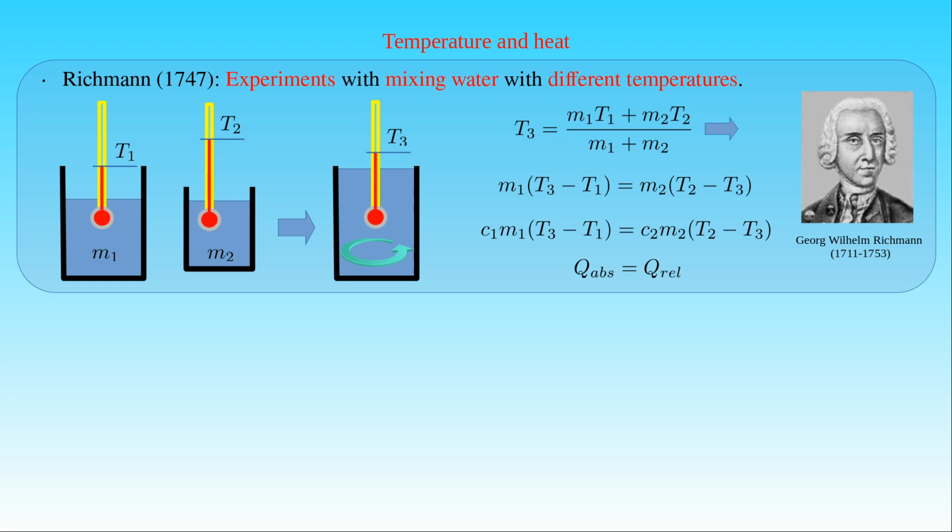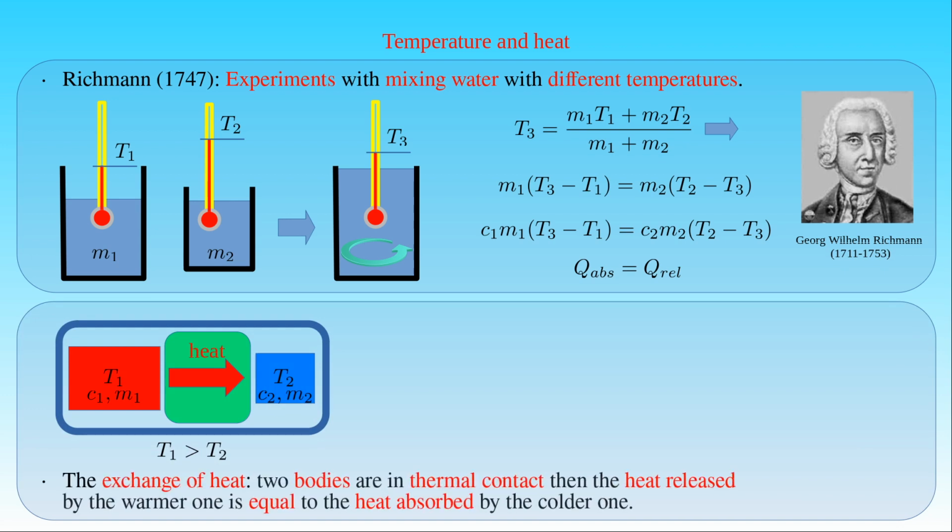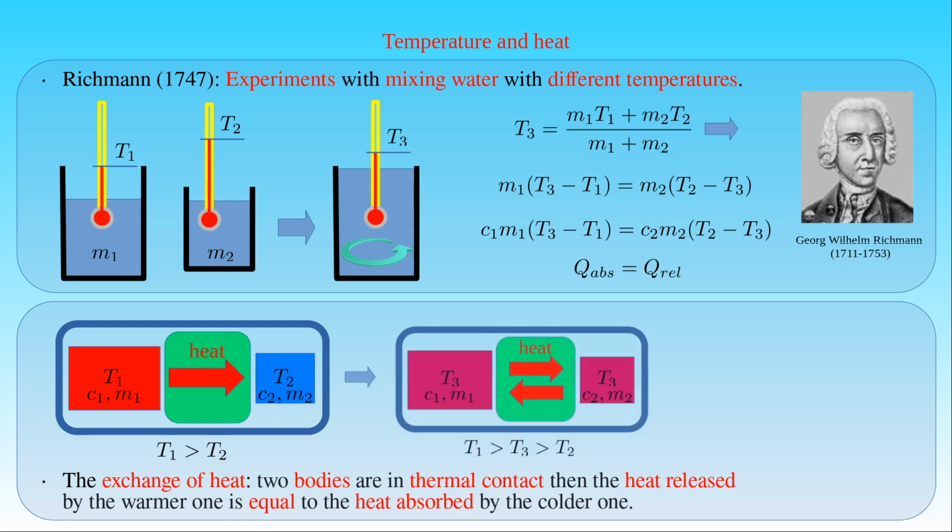In his experiments, Richmann could demonstrate that if two bodies are in thermal contact, then the heat released by the warmer one is equal to the heat absorbed by the colder one, that is, there is an exchange of heat between the two bodies. If a body with the physical properties described by the constant C1 and mass M1 has the temperature T1, and another body with the constant C2 and the mass M2 has the temperature T2, then they will exchange heat in thermal contact.